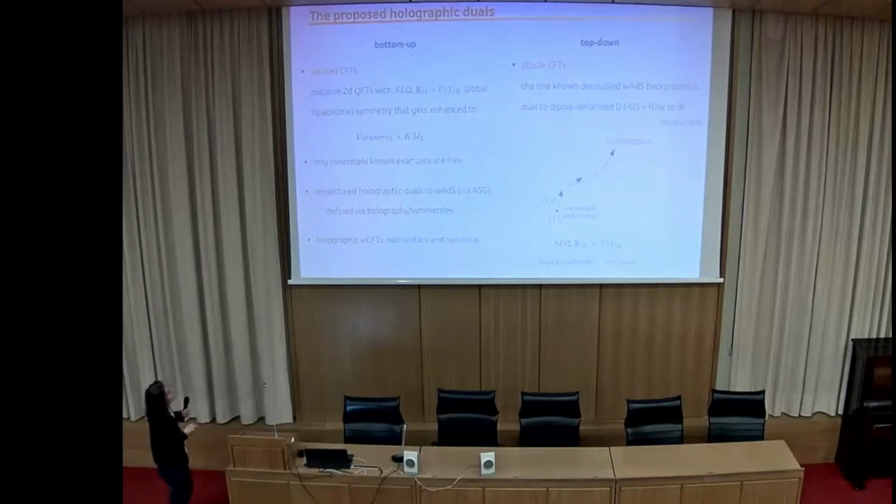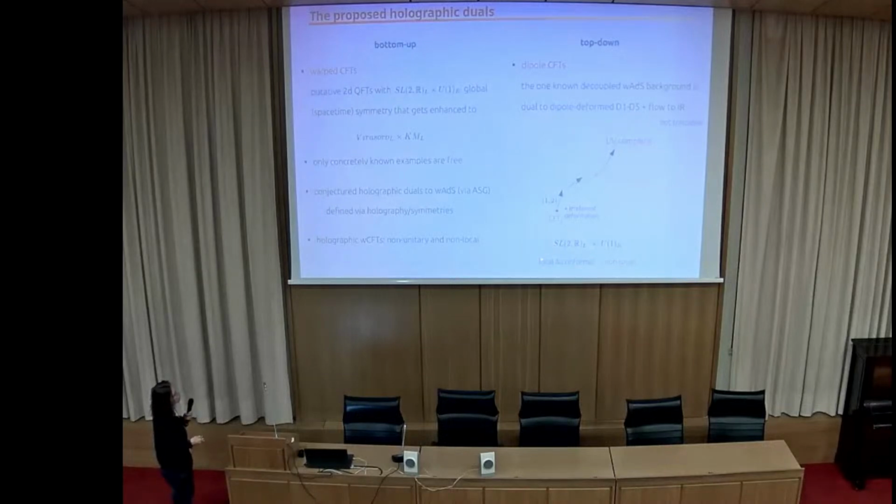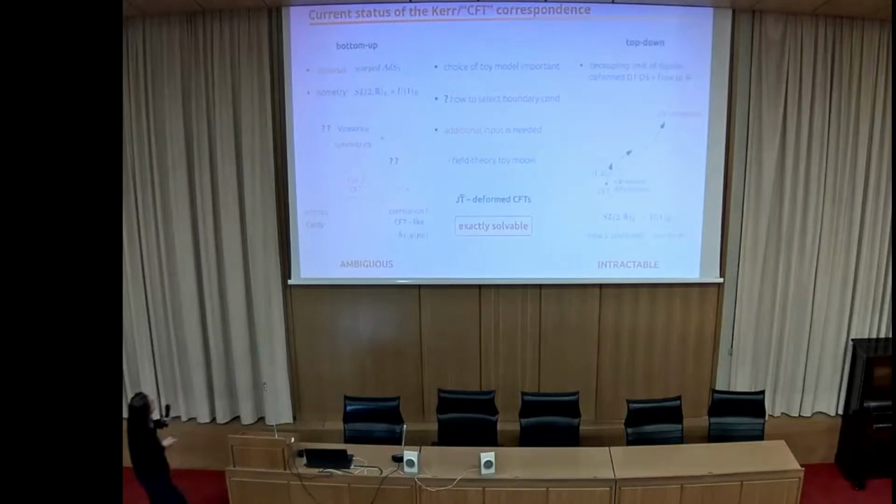For the top-down constructions, people sometimes talk about dipole CFTs. This is related to the non-decoupling limits for warped AdS backgrounds. In string theory it is related to the dipole deformation of the D1-D5 system plus flow to the IR. Completely intractable, so you have no idea about the properties of the theory. However, what you get is that this should be some irrelevant deformation of a 2D CFT that leads you into a UV complete theory. This is what string theory leads to, a theory naturally local and conformal on the left and non-local on the right. Okay. Very good. So this is the current status.